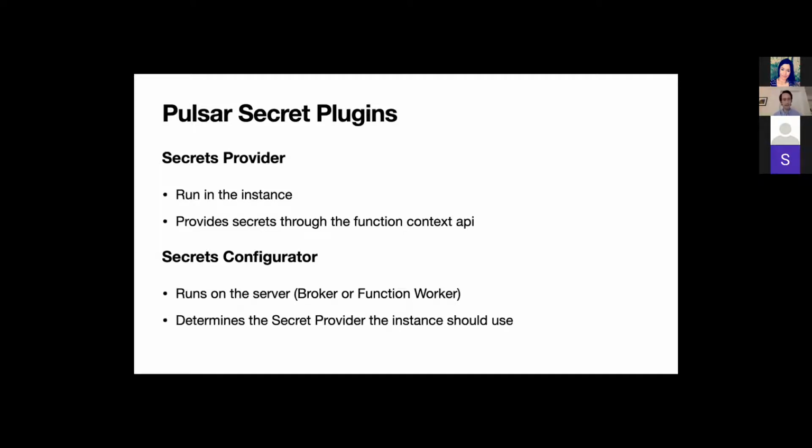So the second plugin that you can use is the secret configurator. This actually runs on the broker or the worker. What the secret configurator does is it tells the instance which secret provider to use, as well as provide the configuration for the secrets provider.